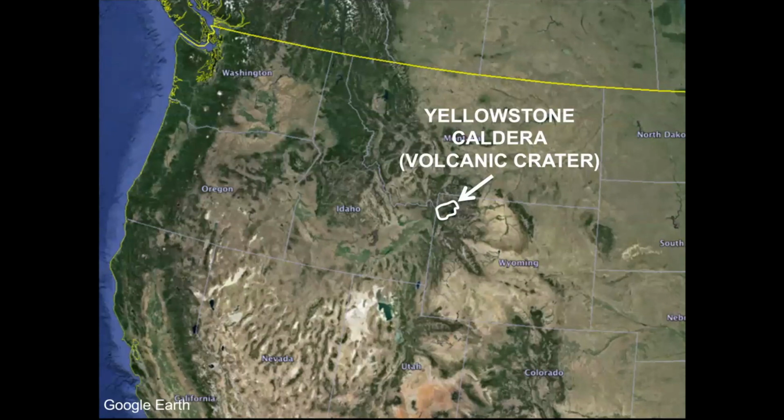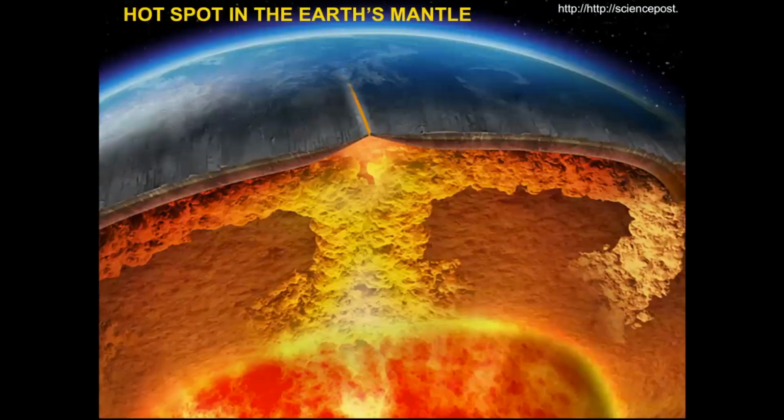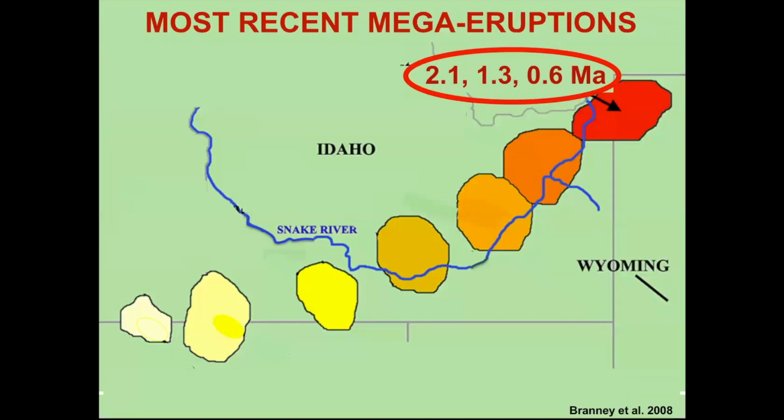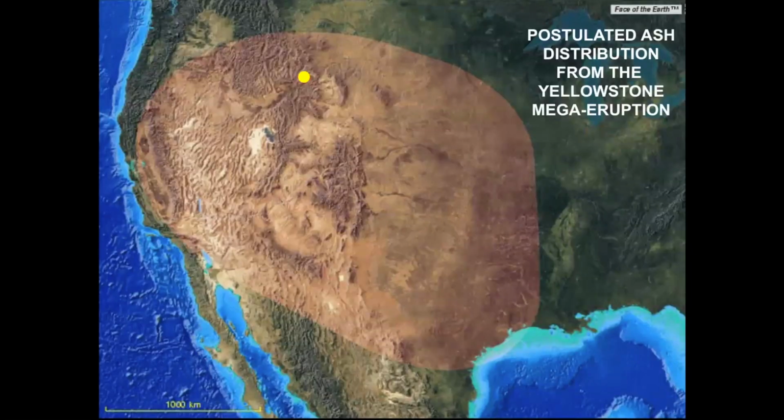Yellowstone is a caldera. It is a giant volcanic crater, and it sits on top of a hotspot in the Earth's mantle, and the crust has moved across that hotspot. And as it's moved, the ancient volcanic eruptions moved with it. The most recent of these are close to its present location, and the last one was 600,000 years ago. That one spread ash over probably two-thirds of the United States. Some say that two-thirds of the United States would be uninhabitable if that happened again.